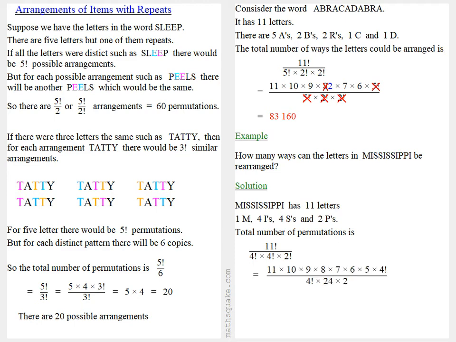Now again, we can write that out in full and cancel, or we can work it out on a calculator. And that gives us 34,650. Or on our calculator we could type 11 factorial divided by, in brackets, 4 factorial times 4 factorial times 2 factorial, close bracket, equals, and that will give the same answer, 34,650.